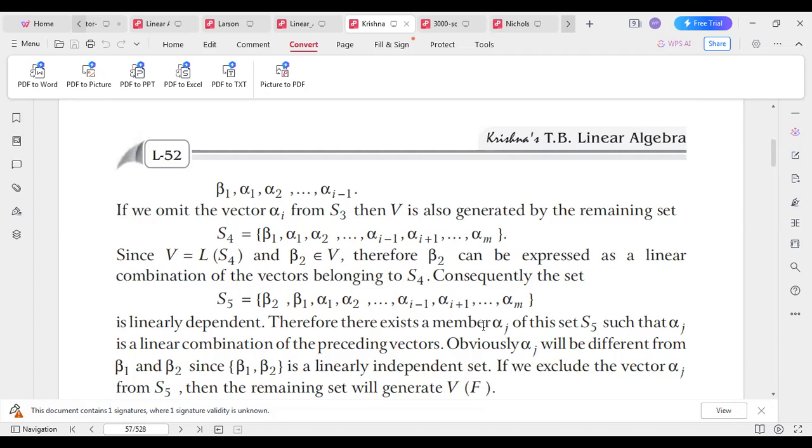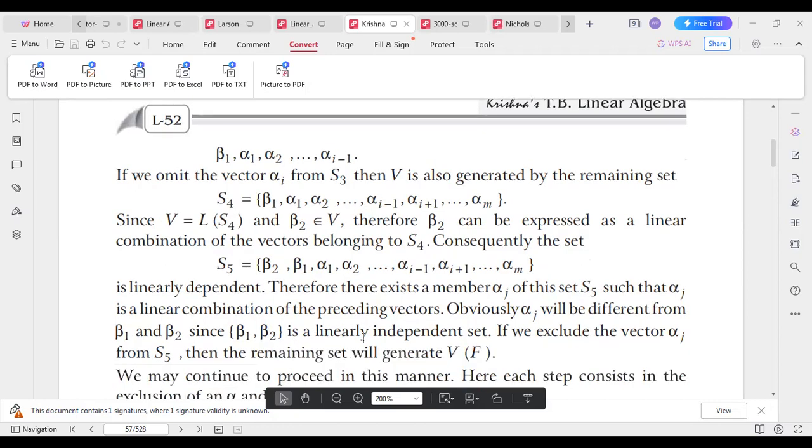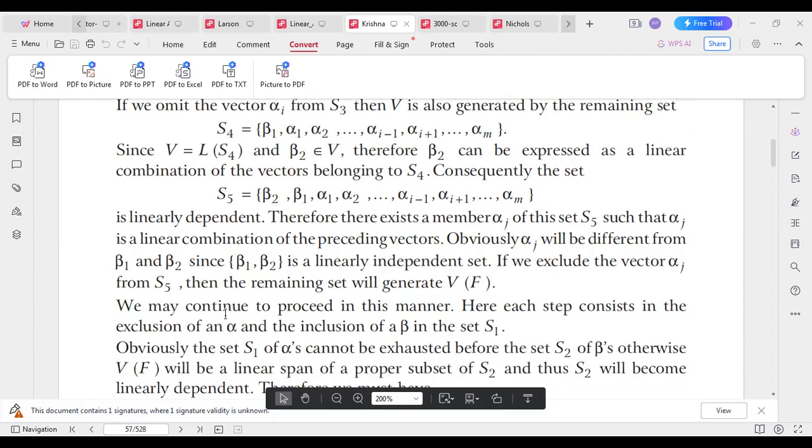Therefore, there exists a vector alpha_j of the set S5 such that alpha_j is a linear combination of the preceding vectors. Obviously, alpha_j will be different from beta 1 and beta 2, since the set beta 1, beta 2 is linearly independent. If we exclude the vector alpha_j from S5, then the remaining set will generate the vector space. So we can continue to proceed in this manner. Here, each step consists in the exclusion of an alpha and the inclusion of a beta in the set S1. So obviously, the set S1 of alphas cannot be exhausted before the set S2 of betas.